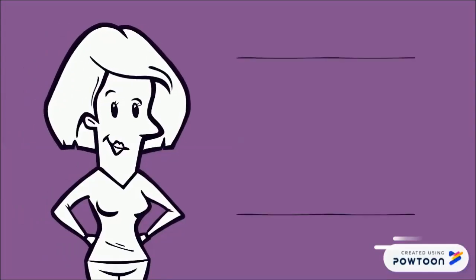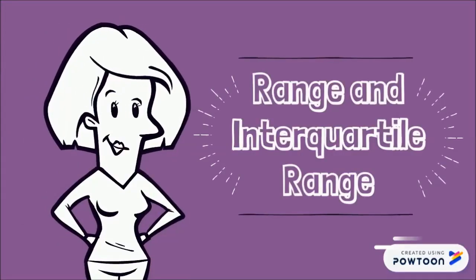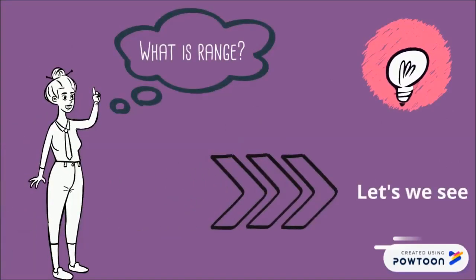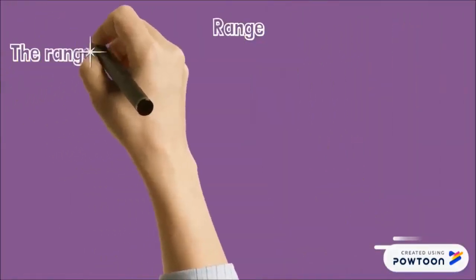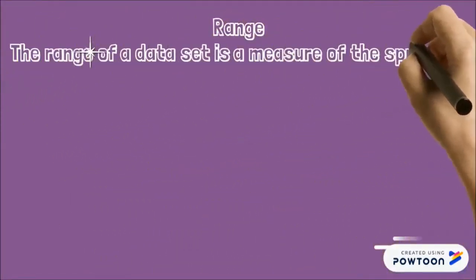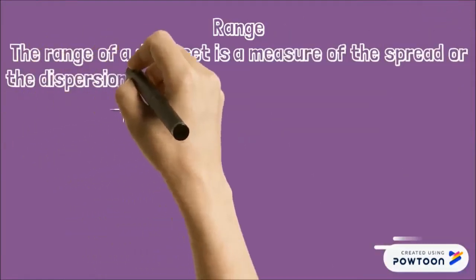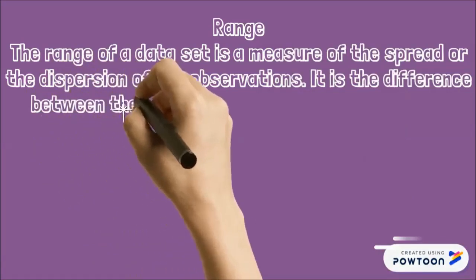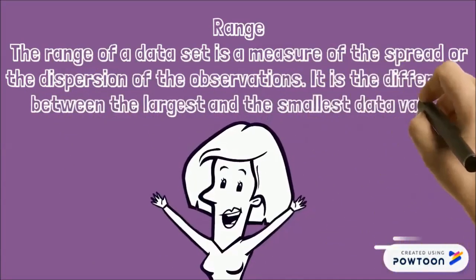Our topic is about range and interquartile range. So, what is this range? The range of a data set is a measure of the spread or the dispersion of the observation. It is the difference between the largest and the smallest data value.